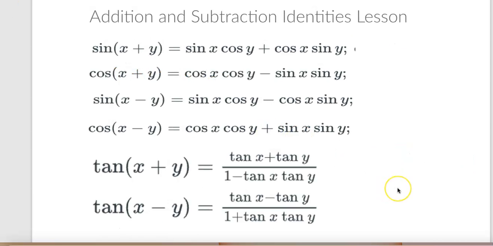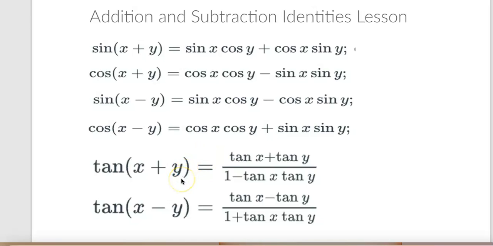Now we will talk about addition and subtraction identities. I have already given you the key terms in the first part when we started our session. We have sine of x plus y is sine x cosine y plus cosine x sine y. Similarly, for sine of x minus y, we have sine x cos y minus cos x sine y, only the difference is the minus sign. Then cosine of x plus y is cos x cos y minus sine x sine y, and for cosine of x minus y we have cosine x cosine y plus sine x sine y.